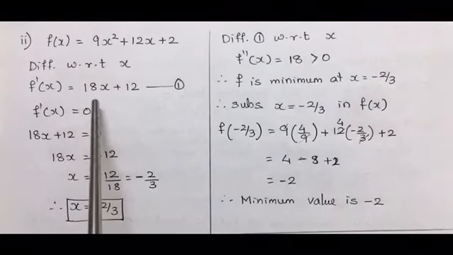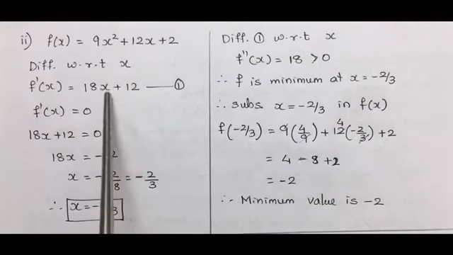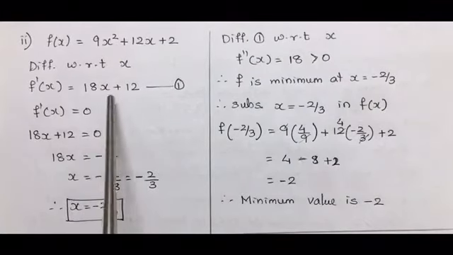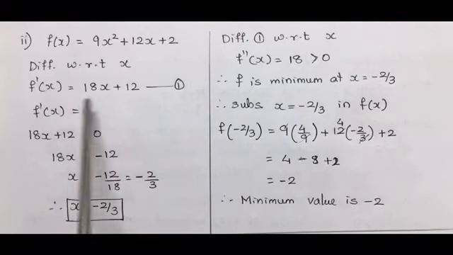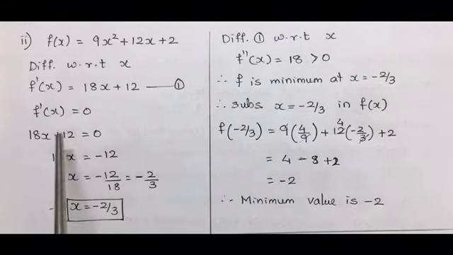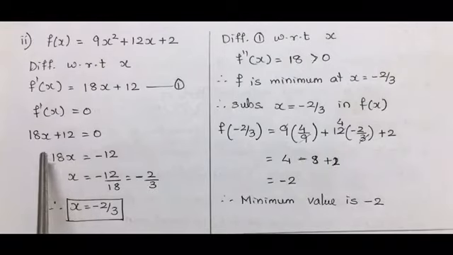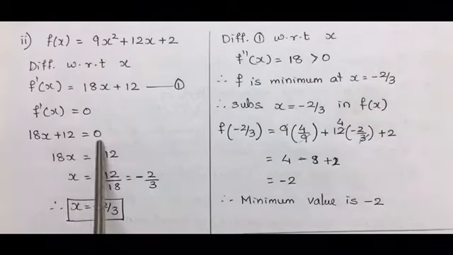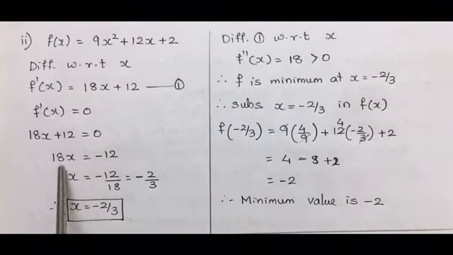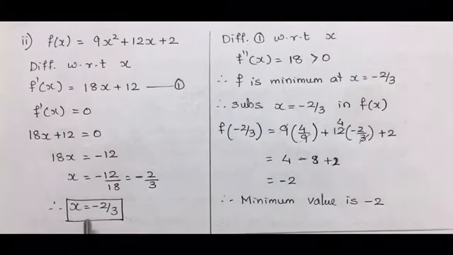So function is given, calculate the first derivative. First derivative becomes x square, derivative is 2x, so 2 into 9 makes it 18x plus 12. The first derivative statement we mark it as 1. Now to calculate the value of x, first derivative is equated to 0. That is 18x plus 12 will be equal to 0. Then 18x will be equal to minus 12. And finally getting the value of x becomes minus 2 by 3. So we get here the value of x, only one value, that is minus 2 by 3.